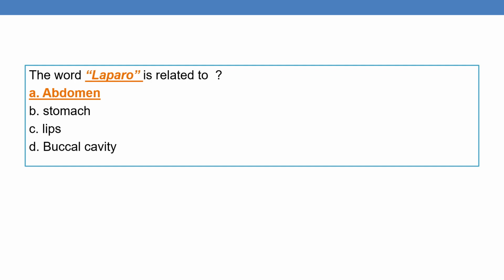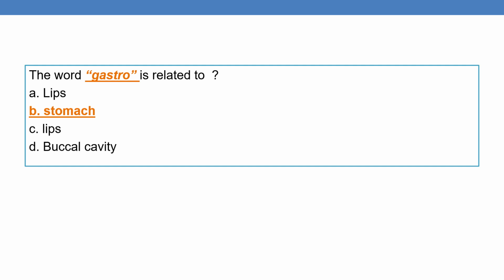The word lapro. Lapro is related to abdomen. Hence the term laparoscopy. Cilio. The word cilio is related to lips. So labia and cilio both are related to lips.